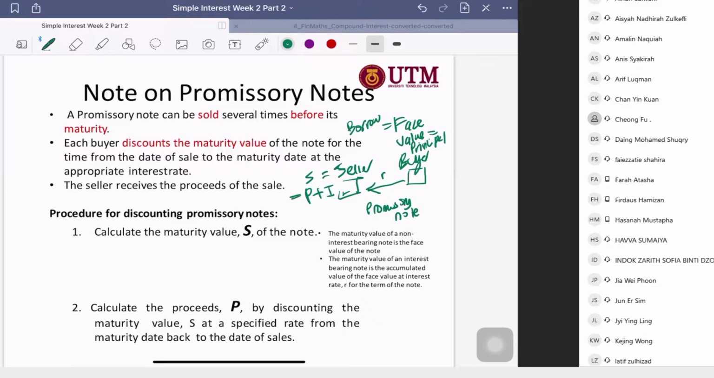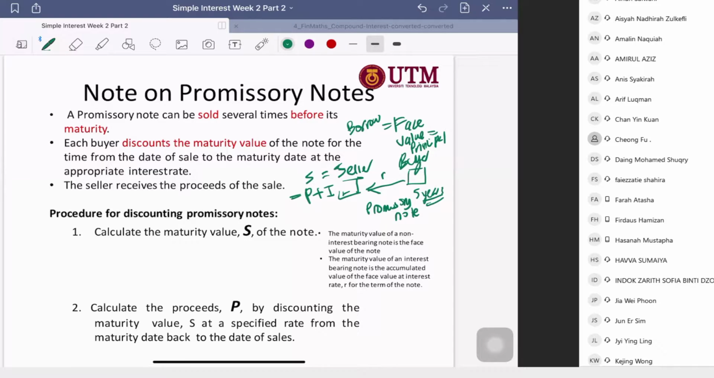The seller will receive the accumulated amount at a certain time, maybe 5 years, for example. Suddenly, on the way to the 5 years, the seller did not have enough money to pay the workers. Therefore, the seller wants immediate money. The seller couldn't ask the buyer because the buyer did not have money. So the seller will sell the promissory note, for example, to the bank.